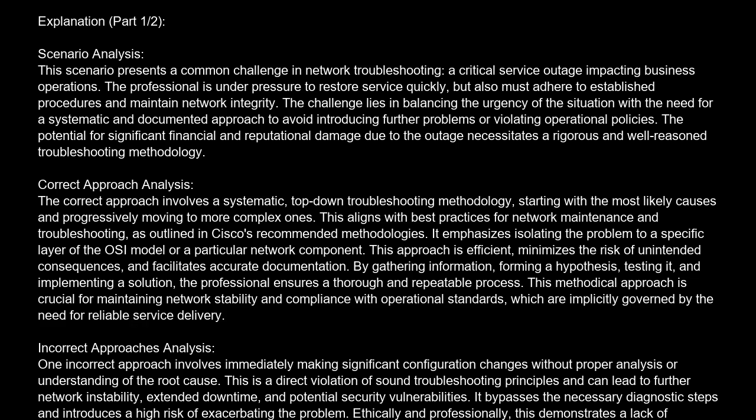Correct approach analysis. The correct approach involves a systematic, top-down troubleshooting methodology, starting with the most likely causes and progressively moving to more complex ones. This aligns with best practices for network maintenance and troubleshooting, as outlined in Cisco's recommended methodologies. It emphasizes isolating the problem to a specific layer of the OSI model or a particular network component. This approach is efficient, minimizes the risk of unintended consequences, and facilitates accurate documentation.